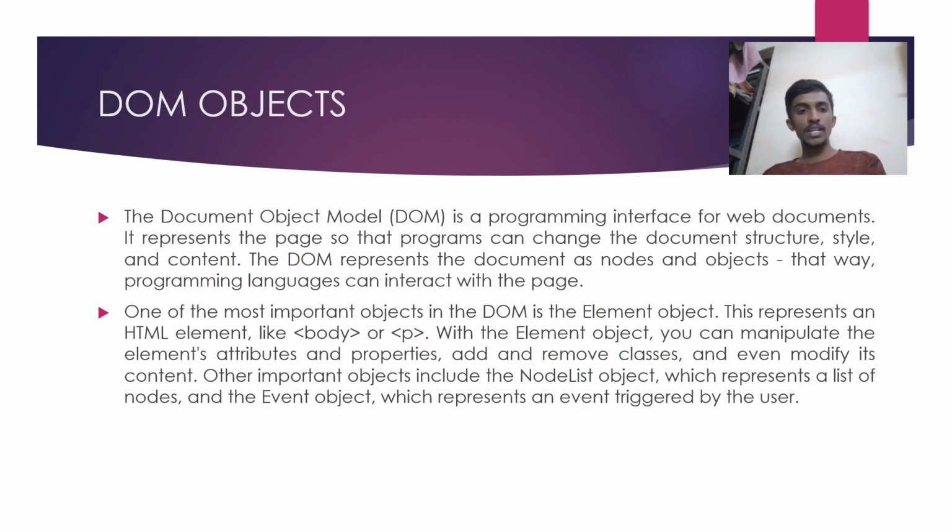And the last object in JavaScript is the DOM objects. The Document Object Model is a programming interface for web documents. It represents the page so that programs can change the document structure, style, and content. The DOM represents the document as nodes and objects. That way, programming languages can interact with the page. So here, this DOM model is used for web documents. It represents the page and programs, and it can change the document structure, style, and content according to the different documents. And one of the most important objects in the DOM is the element object.